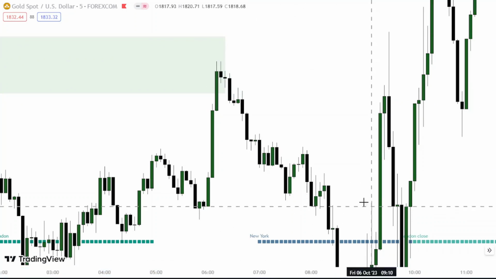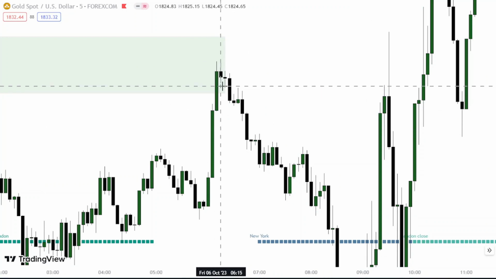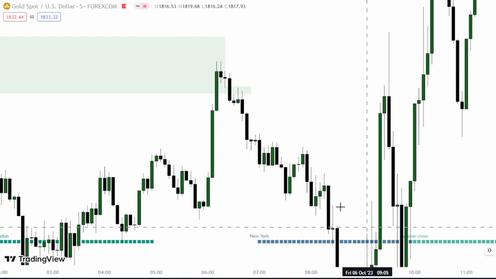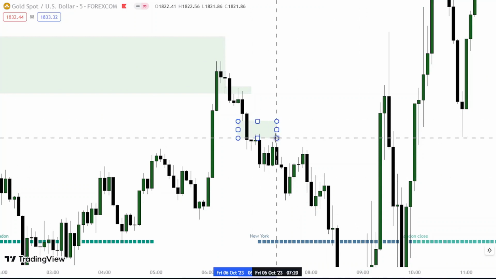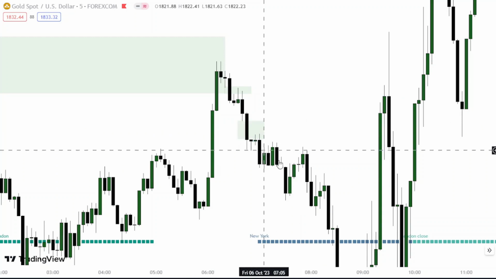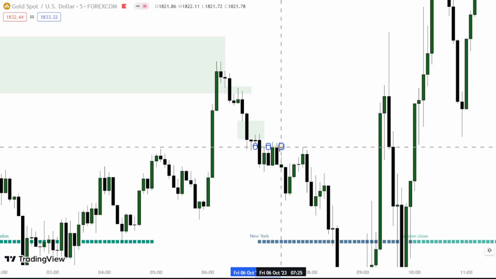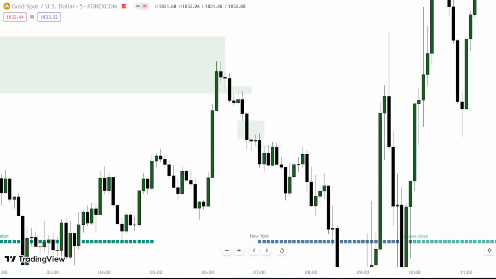Price started respecting bearish PD arrays. Price respected this fair value gap here. Price started creating and respecting bearish PD arrays. You can see that price respected this fair value gap also. You can see that there is a tiny fair value gap here and price respected it. Price respected this. Price came and tapped into this other block here.